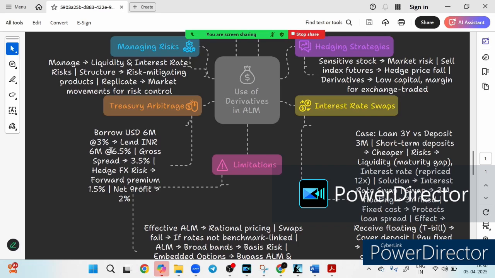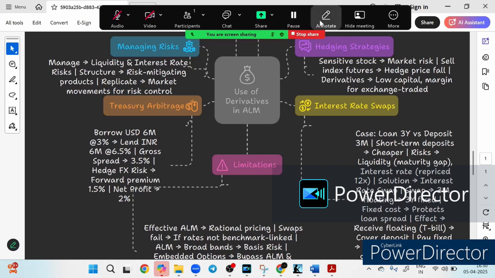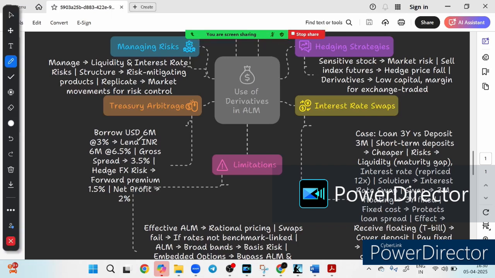See, bank borrow in one currency and lend in another to earn profit. As you can see, they borrow dollar for 6 months at the rate 3%, right, and they lend that money in Indian rupees for 6 months at the rate 6.5%. So what is the gross spread here? If you see 6.5 minus 3, which is equal to 3.5%. So this is the gross spread for the bank, isn't it?